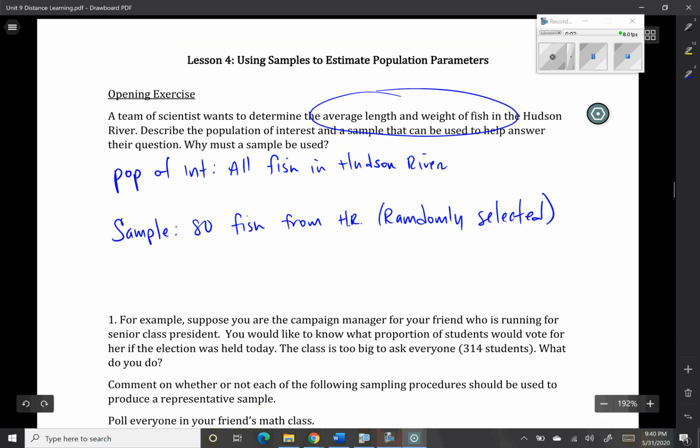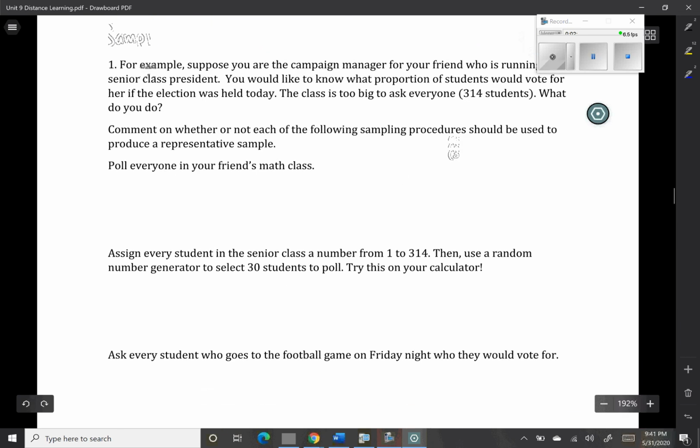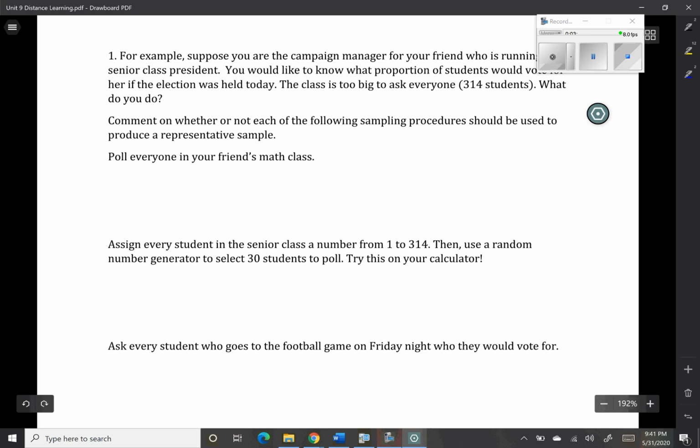Another example here is showing us why samples are important and how we can determine a good sample versus a bad sample. It says, for example, suppose you are the campaign manager for your friend who's running for senior class president. You would like to know the proportion of students who would want to vote for her on election day. The class is too big to ask everybody. It's 314 students. So what do you do? There are 3 different options here, and we want to figure out which one is the best, which ones might have bias, or which ones might not be a good representative sample of the senior class.